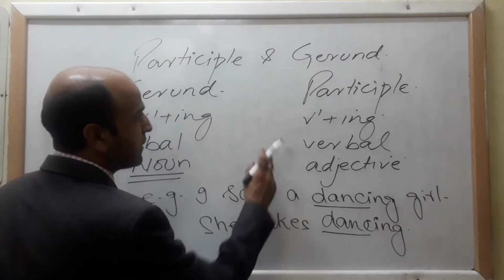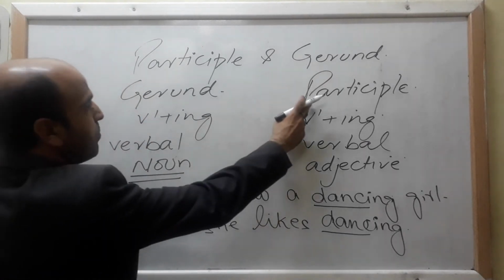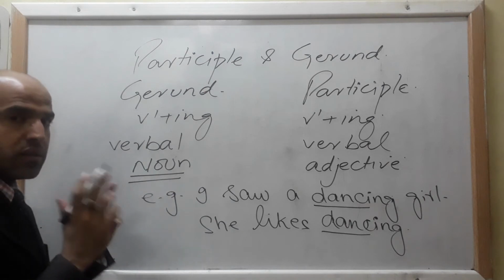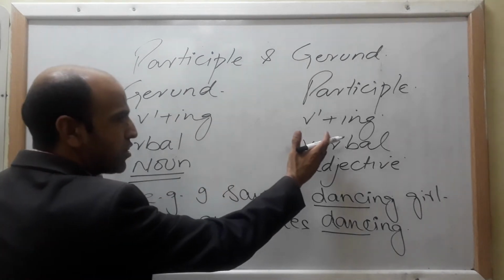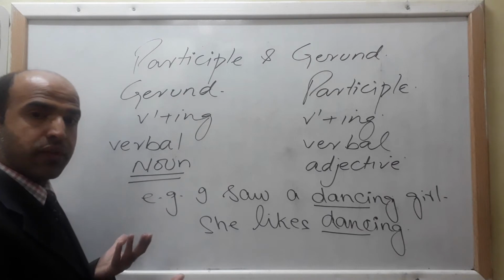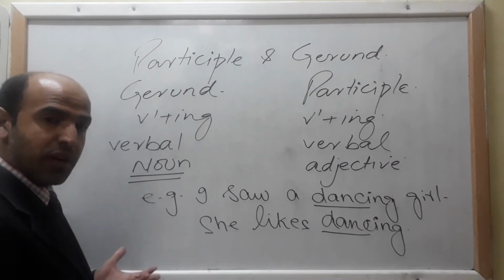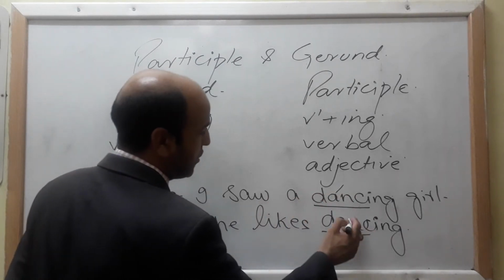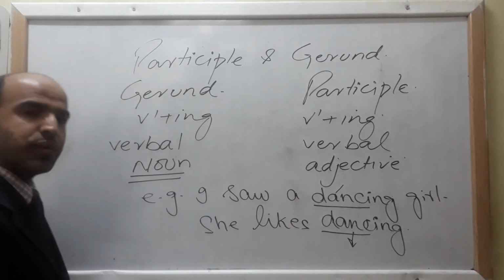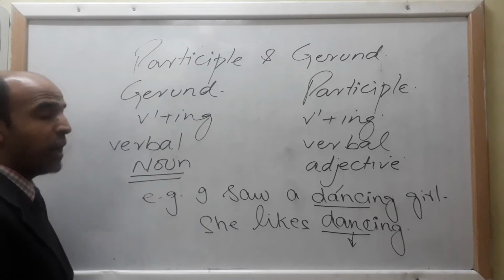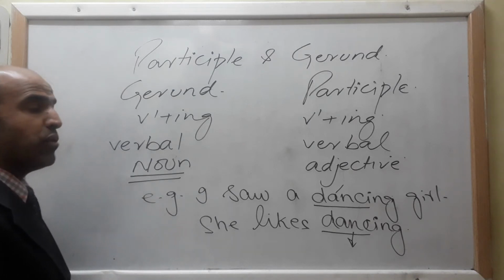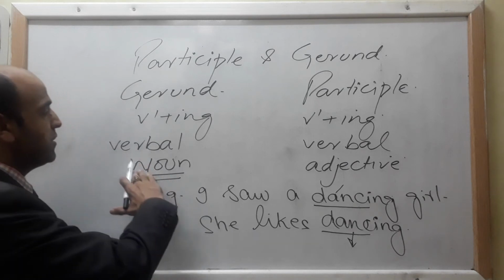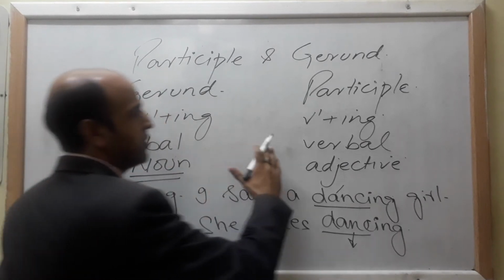I have told you earlier that so far as the formation of participle and gerund is concerned, we don't find any disparity, any difference, any discrimination. Clear? V1 plus ing, V1 plus ing. Then how would you be able to recognize, to locate, to identify whether this is a verb, a gerund, or a participle?